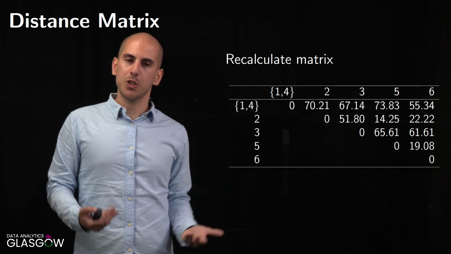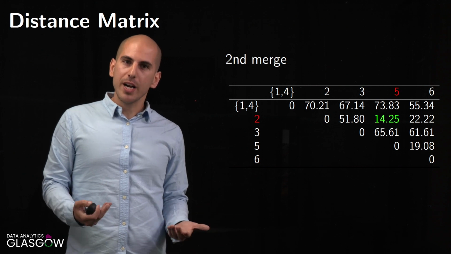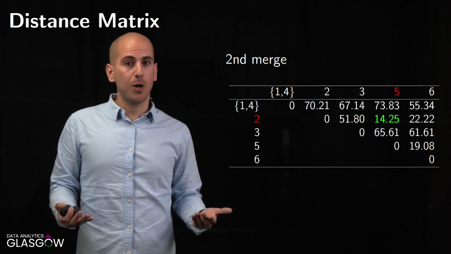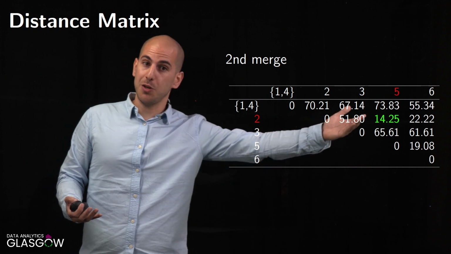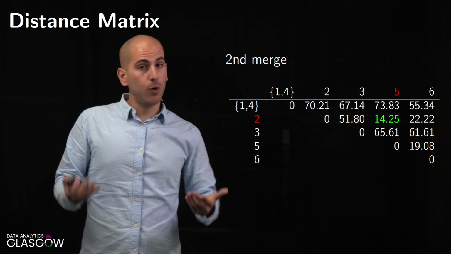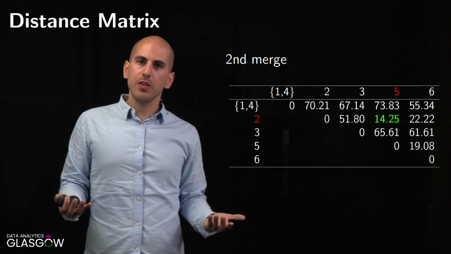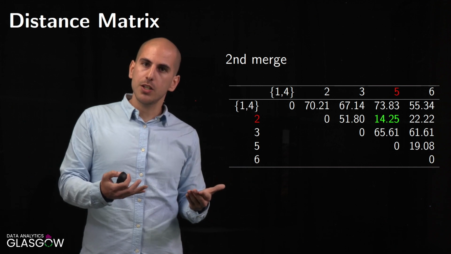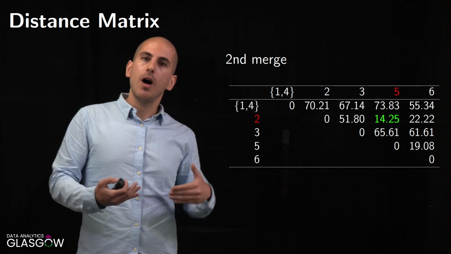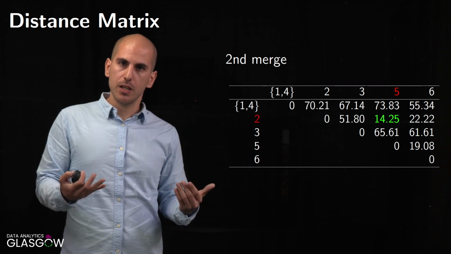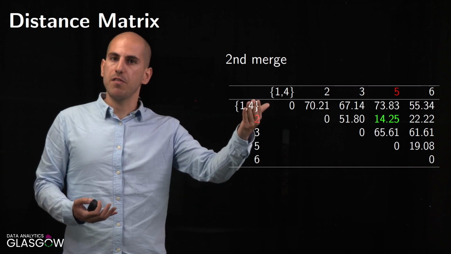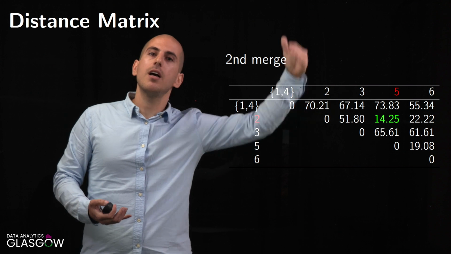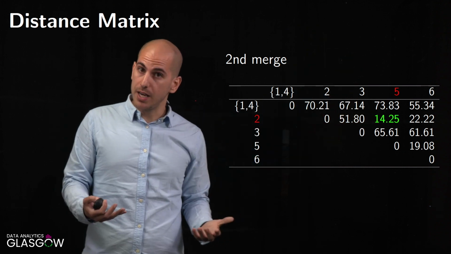So let's have a look at where the smallest distance is right now. The smallest distance is between, again, 2 clusters that each contain only one observation. It's between cluster 2 and cluster 5. The smallest distance, again, is 14.25. So what are we going to do in this case? We're going to do what we always do, which is merge these 2 clusters into one. At the next step, we're going to have a new matrix that has the cluster 1, 4, another new cluster 2, 5, and the clusters 3 and 6. So we're going to have 4 clusters in that sense.